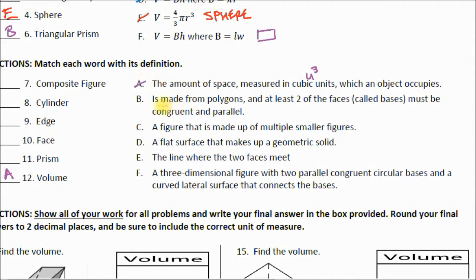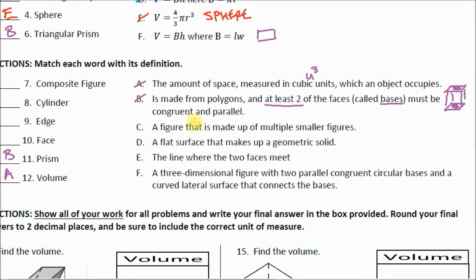Okay, take a look at the next one. It is made from polygons, and at least two of the faces, called bases, must be congruent and parallel. Well, we learned that's the definition of a prism. If you think about the case of a rectangular prism, it's going to have a 3-dimensional rectangle or parallelogram. We've got all of our sides, edges connect together, and you can see we've got this base and this opposite face to the base. Those are congruent and parallel.